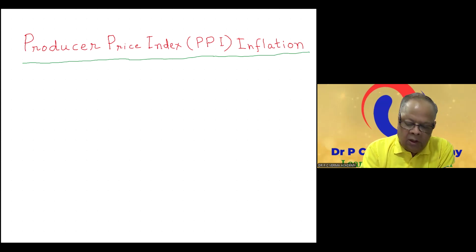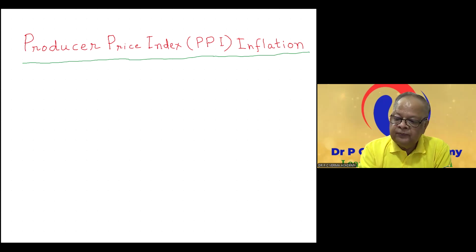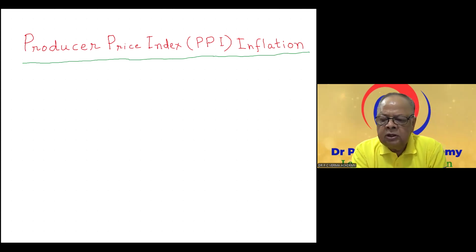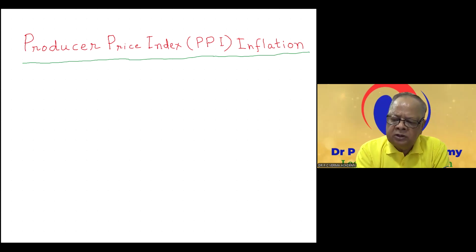Today, we will discuss a type of inflation created by PPI. What is PPI? PPI means Producer Price Index. The price change continuously is termed as inflation. So there are many types of inflation. Inflation is caused by many factors, many variables, and its name is coined.